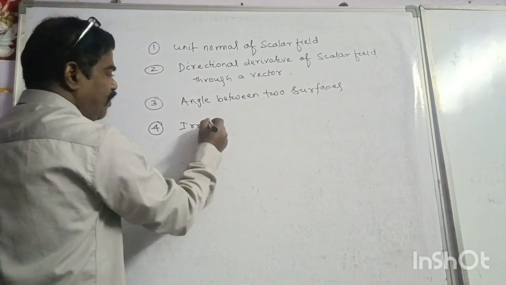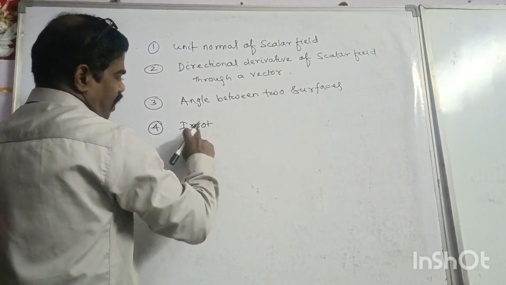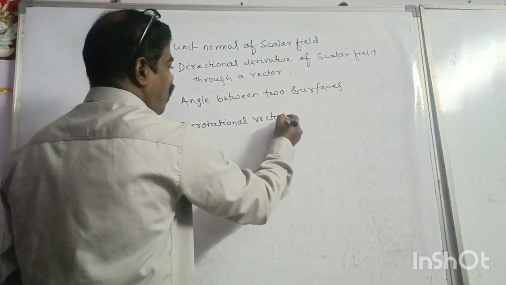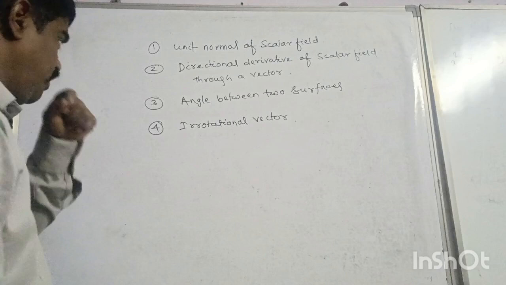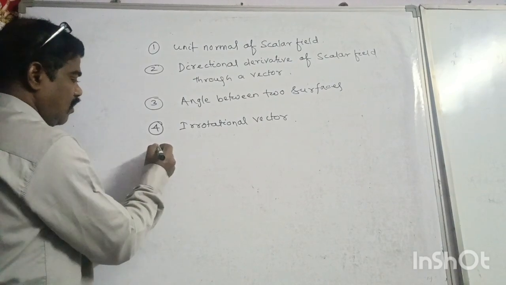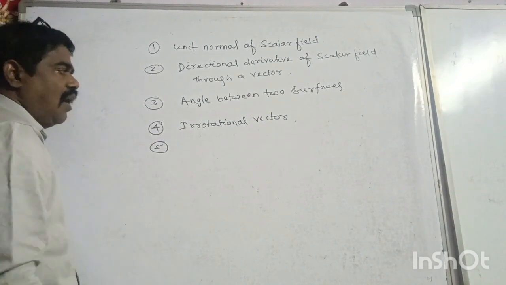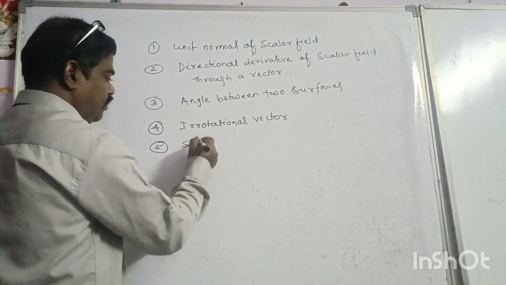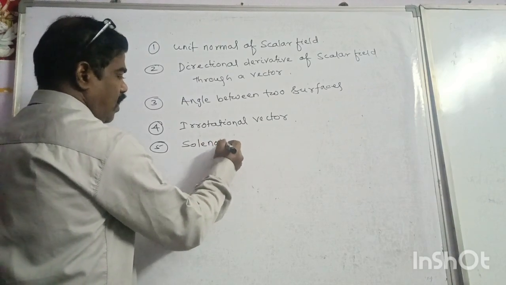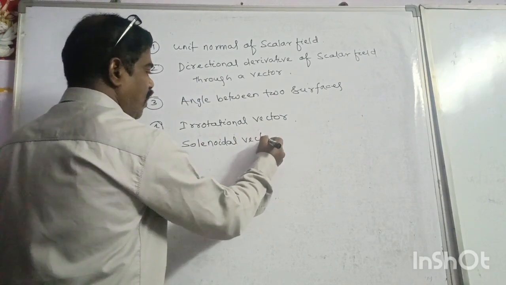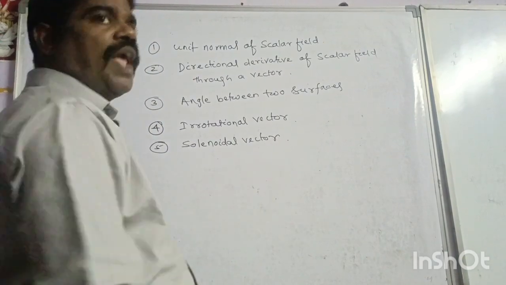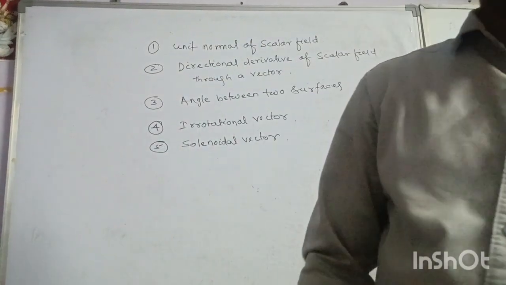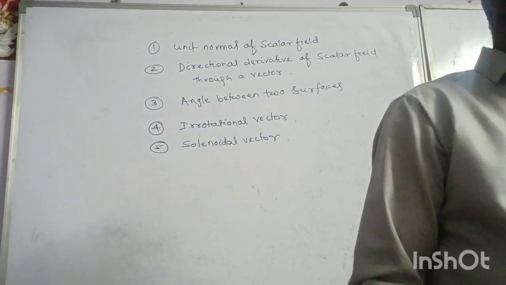Fourth one, irrotational vector. Fifth one, solenoidal vector. Okay, these are the 5 topics in vector calculus. One by one I will explain to you, right?